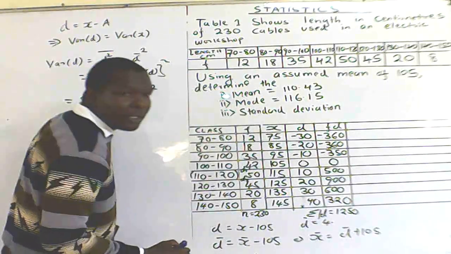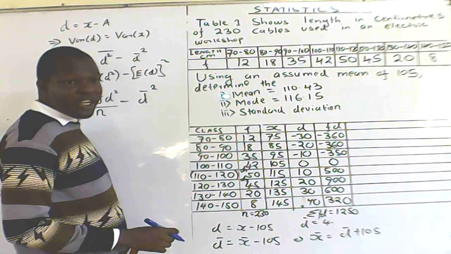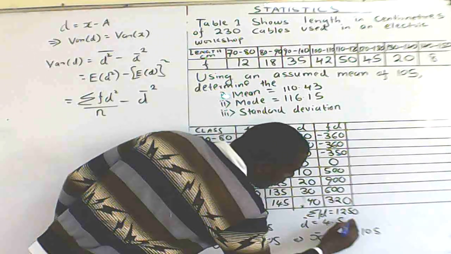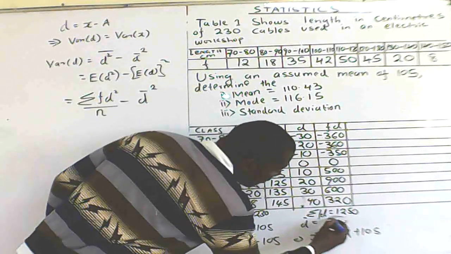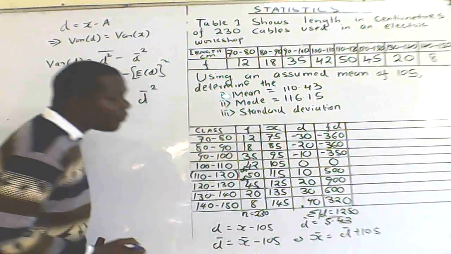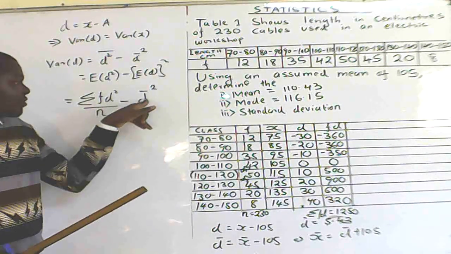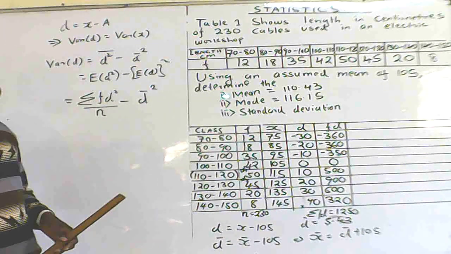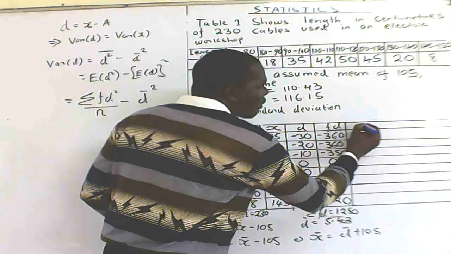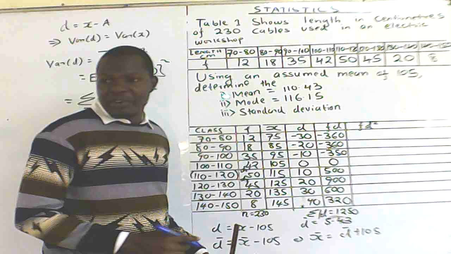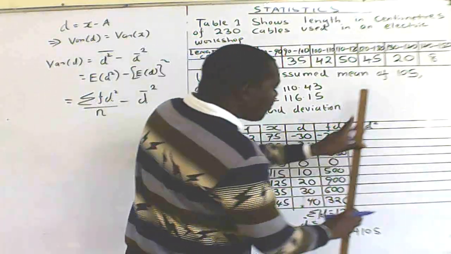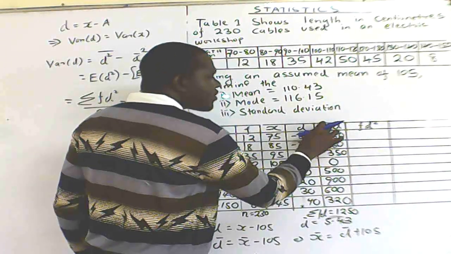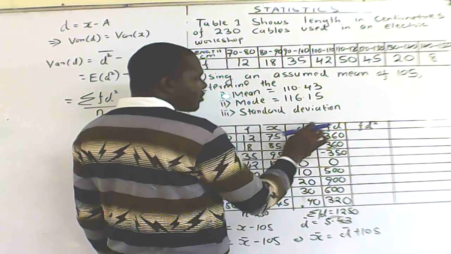We found the mean of d previously to be 5.43. We've already found the mean of d. So what we need is the sum of fd squared, isn't it? Yes. So for us to sum all the fd squares, we need a column of fd and a column of fd squared, isn't it? Yes. In the column of fd squared, fd squared means fd times d, isn't it? Yes. Fd times d gives you fd squared.